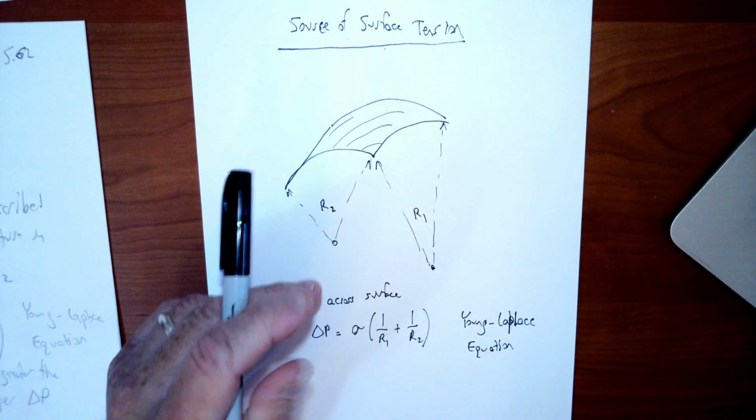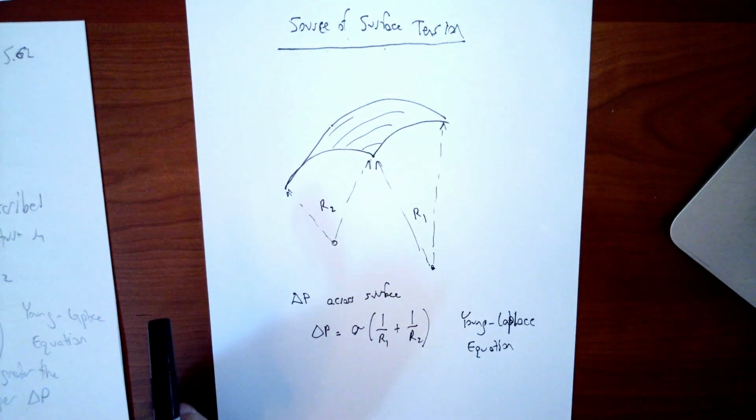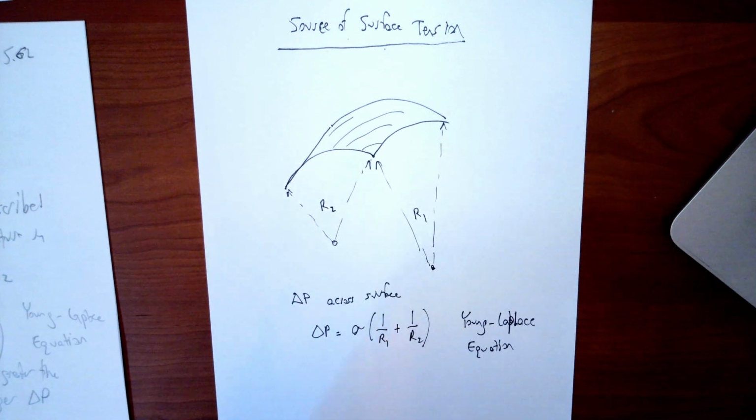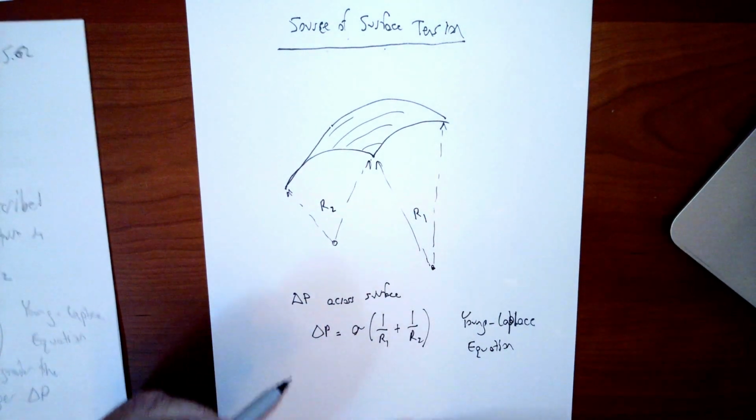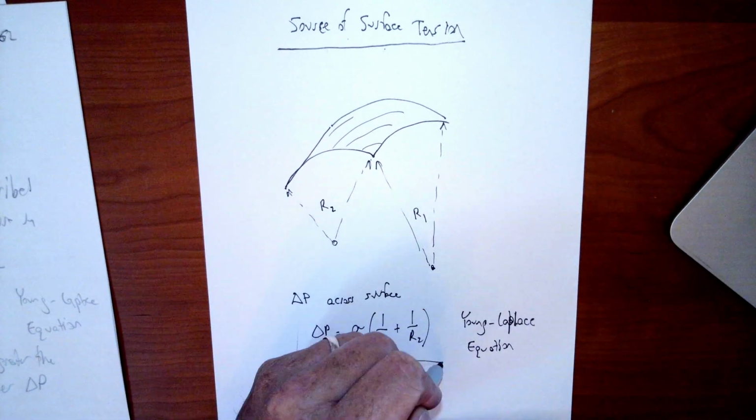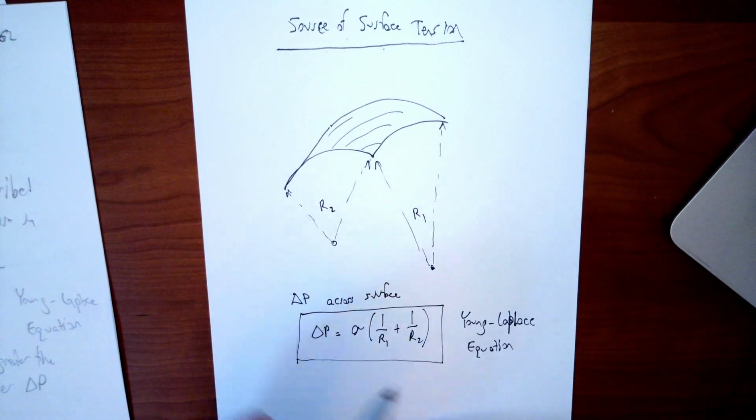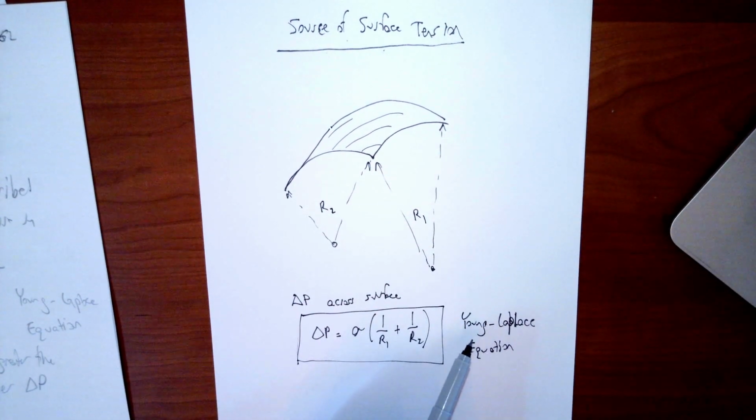The more the curve, the smaller the R will be. So a large R is a small curve, and a small R is a large curve. And then we can calculate the pressure difference across a surface like that using what's called the Young-Laplace equation. This is Mr. Young and Mr. Laplace, not Laplace when he was young.